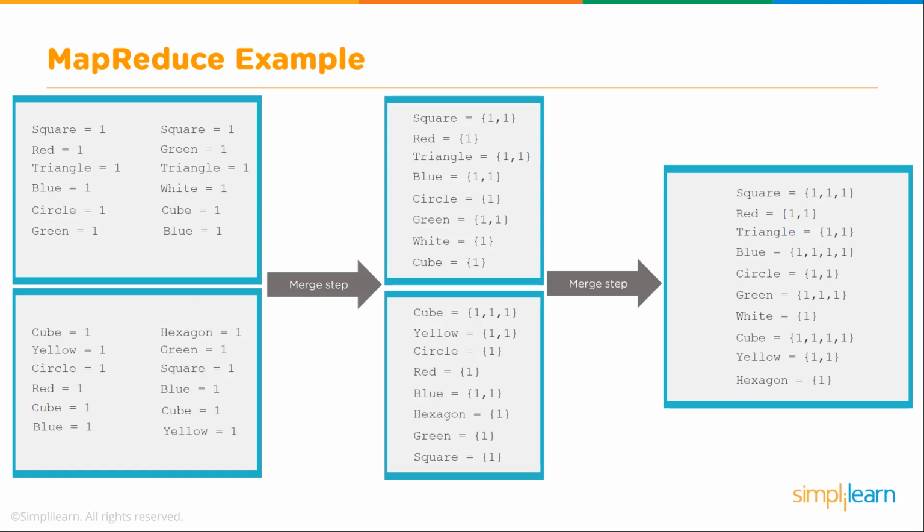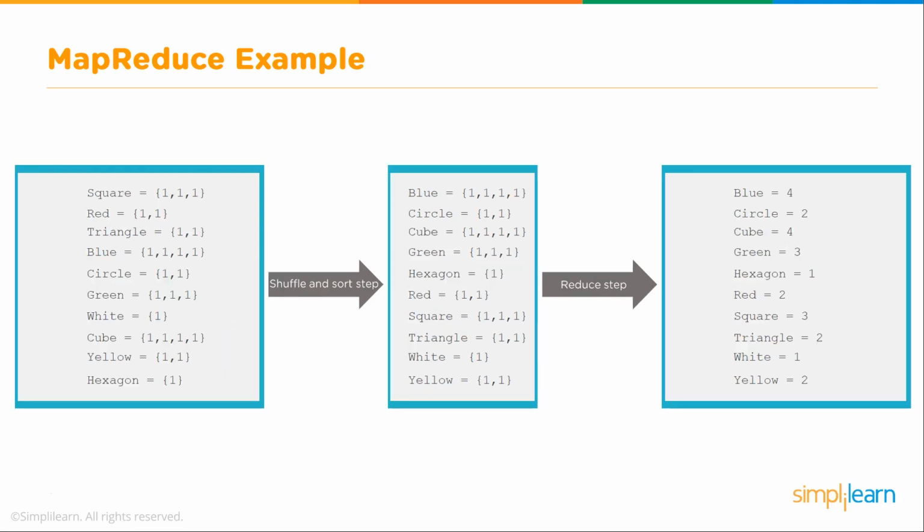So again, we're doing a shuffle and sort step here in the middle until we have all our squares and reds, and all of them are 1, 1, 1, 1. And then we get down here, we're still shuffling and sorting it down to blue, circle, cube, and green, and then we reduce that down to something we can read. We can read blue 4, circle equals 2, and so on. So for simple counting of words, you can see how these steps come together.